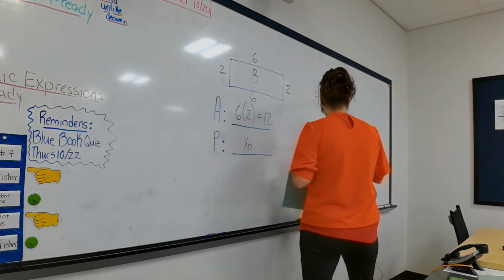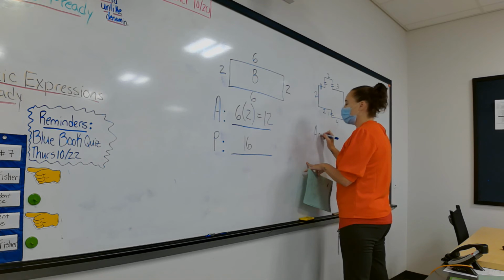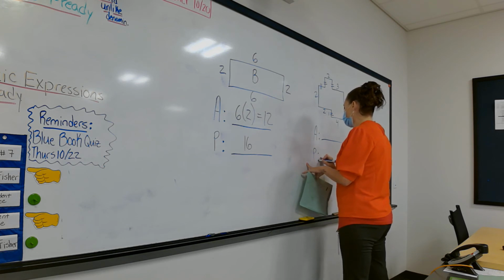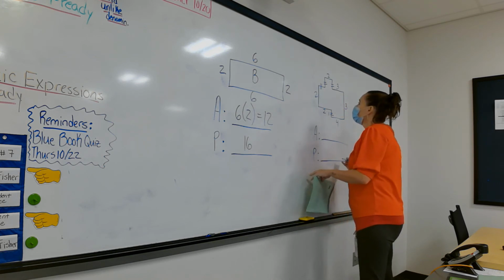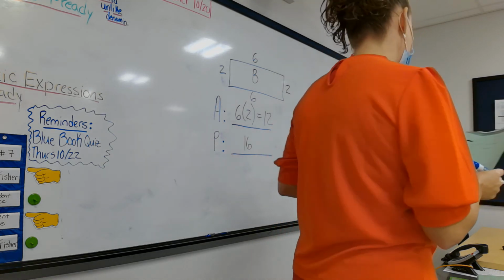All right, this one's going to take you some time. All right, you got to break down the figure. Area, perimeter. Okay, it's an irregular shape. Break it down, you guys.